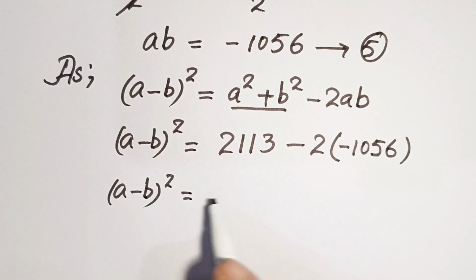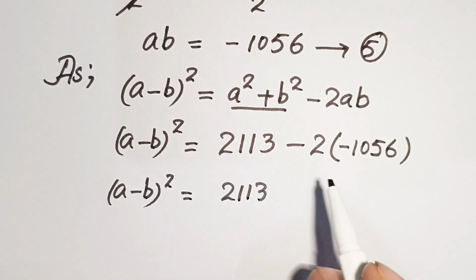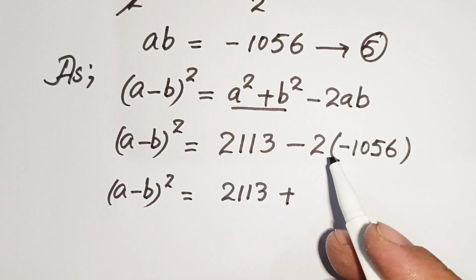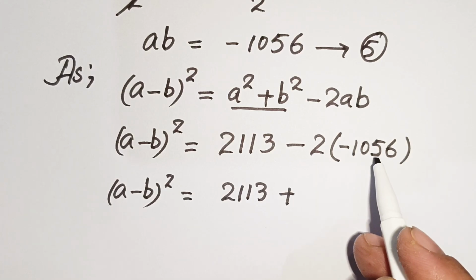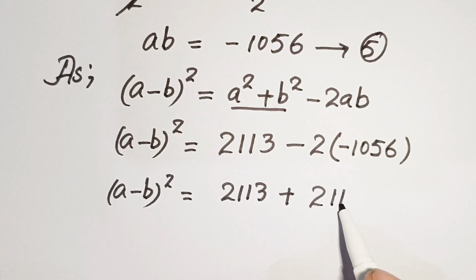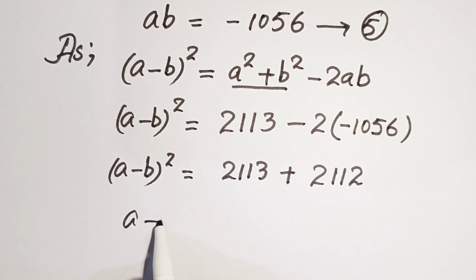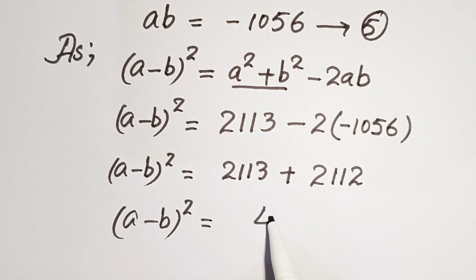Now (a minus b) whole squared is equal to 2113. Minus times minus is plus. When we multiply 2 with 1056, we get 2112. Here we have (a minus b) whole squared equal to 4225 by adding these two terms.